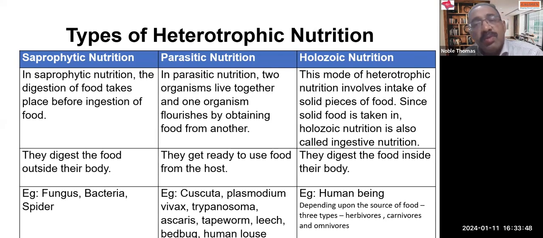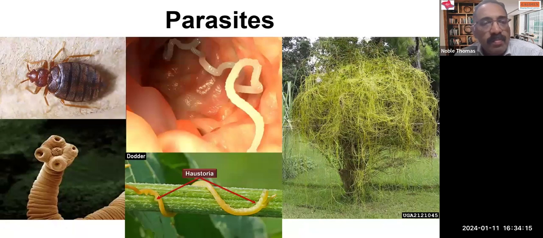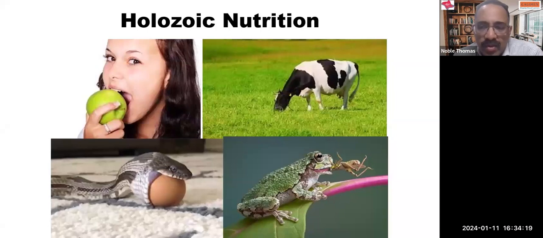So these holozoic organisms normally have any one of these kinds of digestive system, and they take the food into their body. It may be cut into pieces, it may be chewed, it may be swallowed as it is, but the question is whether the food is entering into the body and digesting inside the body or not. If it is happening, yes, they are holozoic nutrition. These are saprophytes, some parasites, and holozoic.